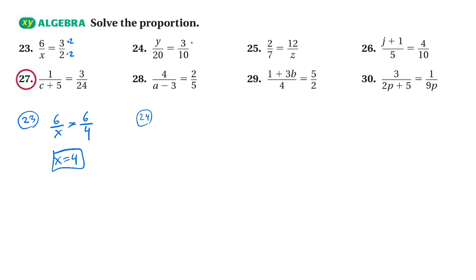We could just say, well, that's times 2 on top and bottom, and we get y over 20 equals 6 over 20. Oh, so y is just equal to 6, okay? So that's a nice little shortcut you could do. We could even do it on the next one. Times 6 times 6. That's 12 on top, and the bottom's 42. So this must be 42.